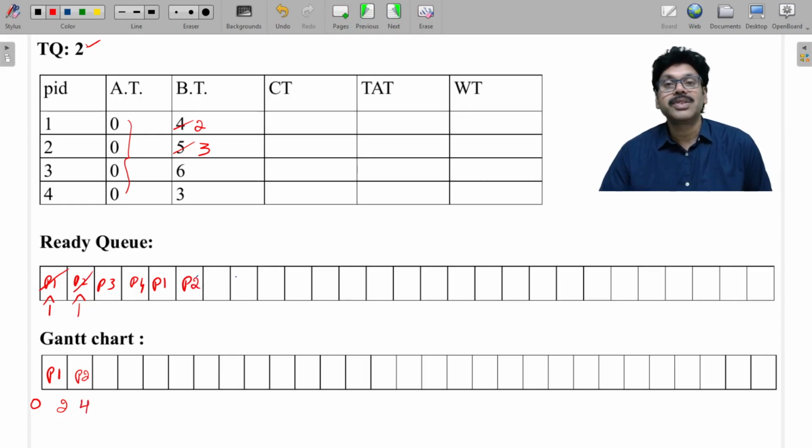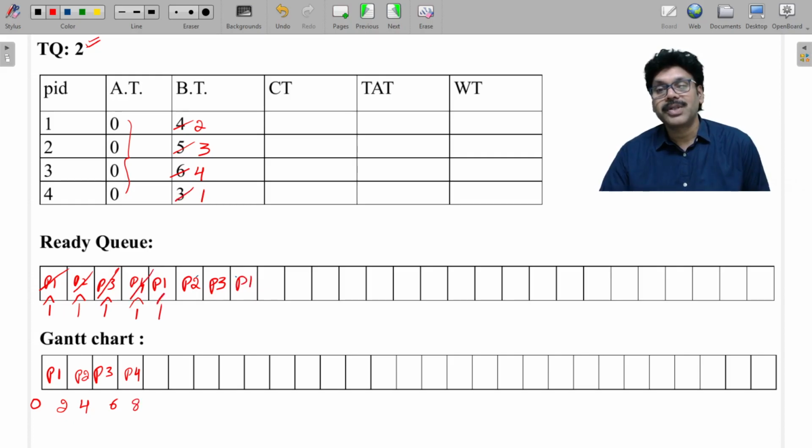Right now it has reached 4. According to the queue, P3 is there. So P3 is executed. 6 it is needed, but I can give at a stretch 2 only. Balance is 4. So by 6 it is reached. Is P3 completed? No. So P3 will come to the queue. Then right now the head of the queue is P4. P4 is executed. P4 needs 3. I can give only 2. Balance is 1, by 8. So P4 also is not completed. It comes to the queue.